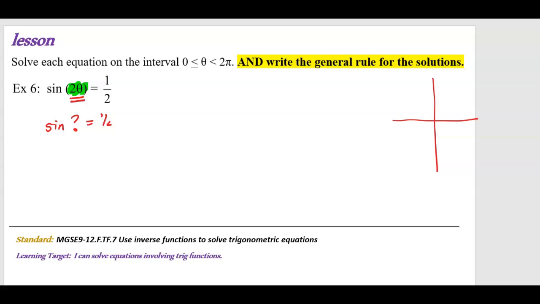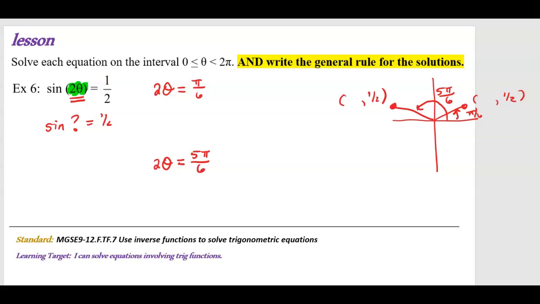Where does sine equal 1/2? So where is the height on the unit circle? Where is the y-coordinate on the unit circle? 1/2. And you know those two angles: pi over 6 and 5 pi over 6. Okay, so here's where you start. 2 theta will either be pi over 6 or 2 theta will equal 5 pi over 6.